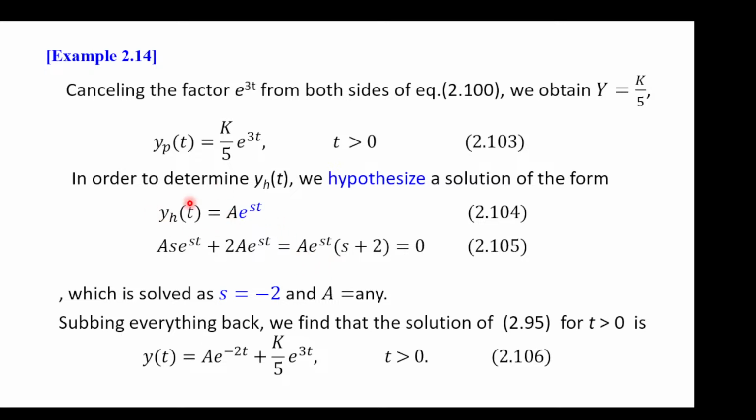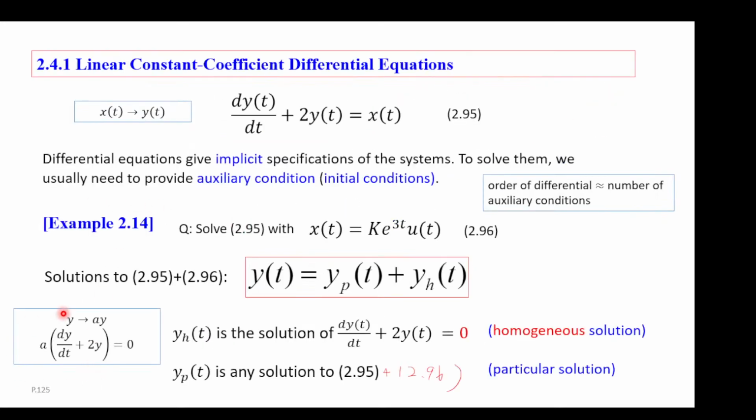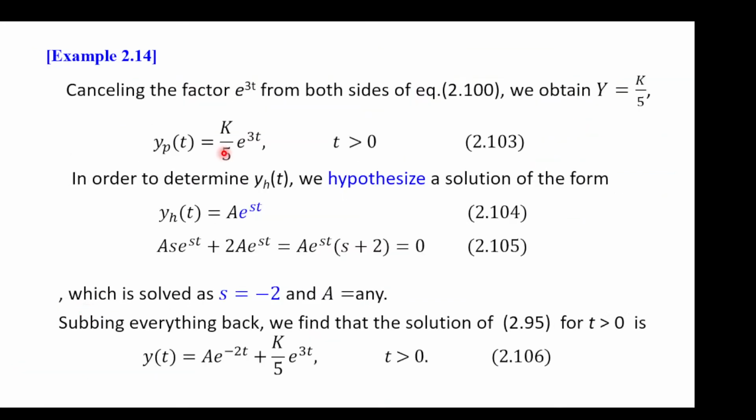Well, if a is 0, then y_h is trivial. So we want this always to be 0, then s must be -2. So we see that we can have s equal to -2 and a equal to any constant. So a equal to any constant kind of satisfies what we expect. We expect the solution to the homogeneous equation to be linear, so it should be some constant times your solution. So we have whatever constant a here times your solution.